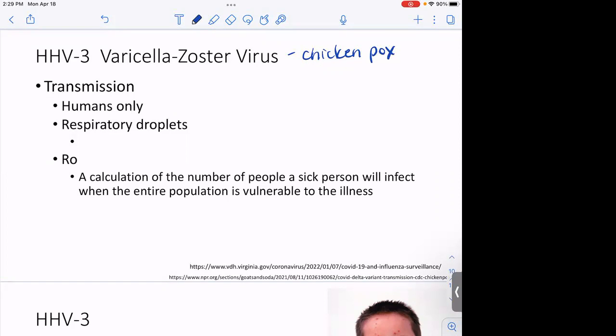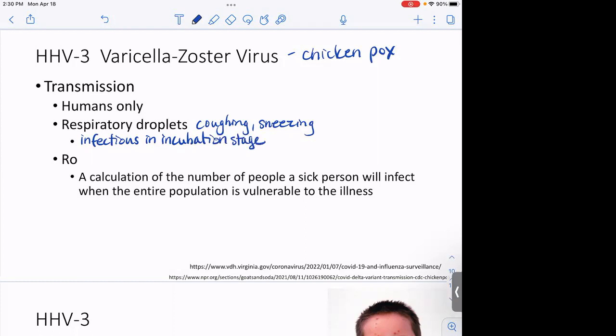Respiratory droplets. So you have to be in really, really close contact with somebody, closer than a meter. So things like coughing and sneezing, usually. So really close direct contact. And the really interesting thing about transmission with chickenpox is that people are infectious when they are in the incubation stage.